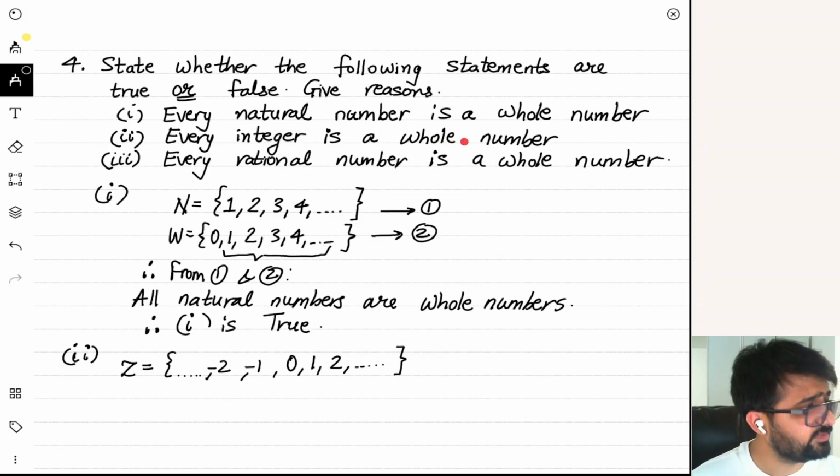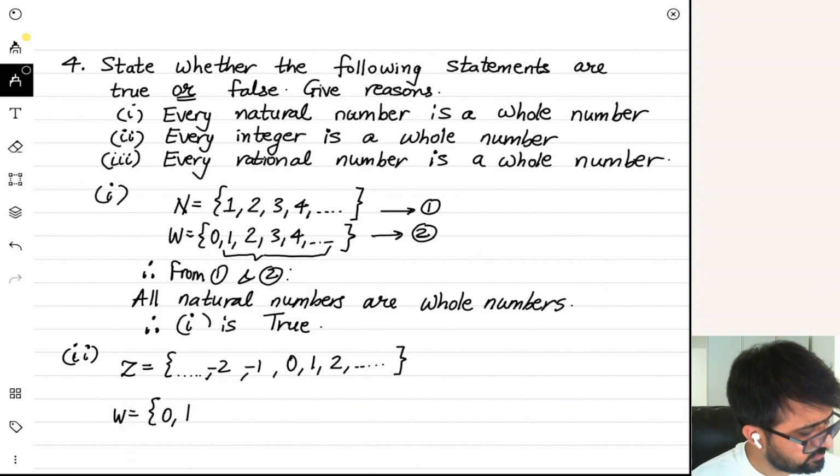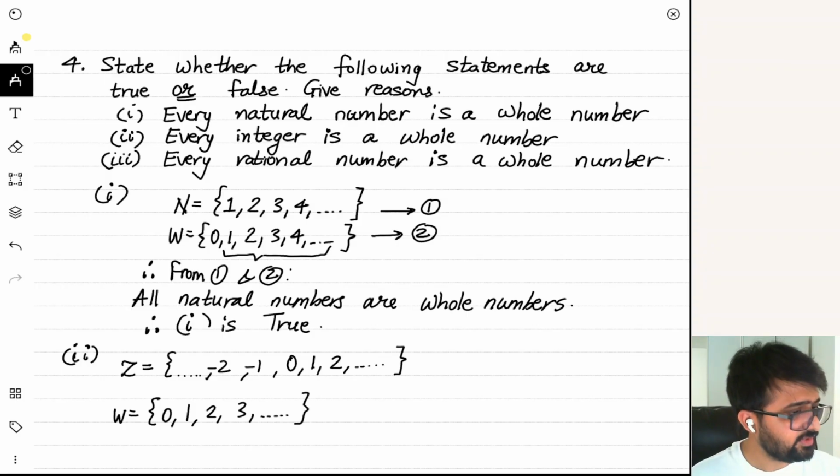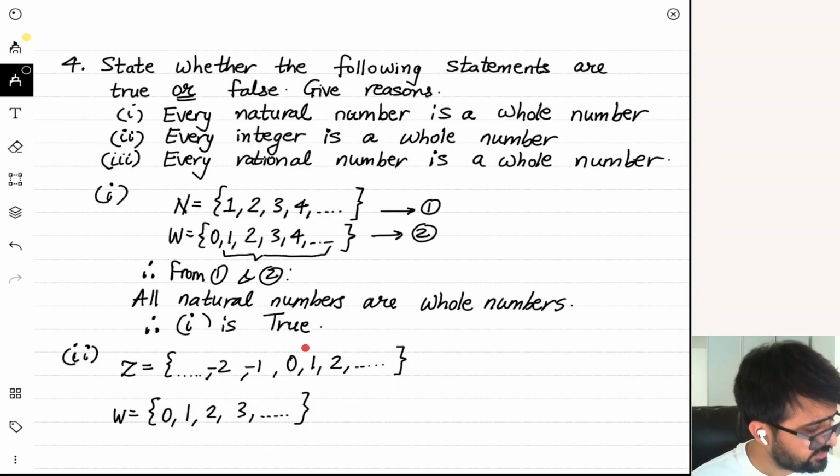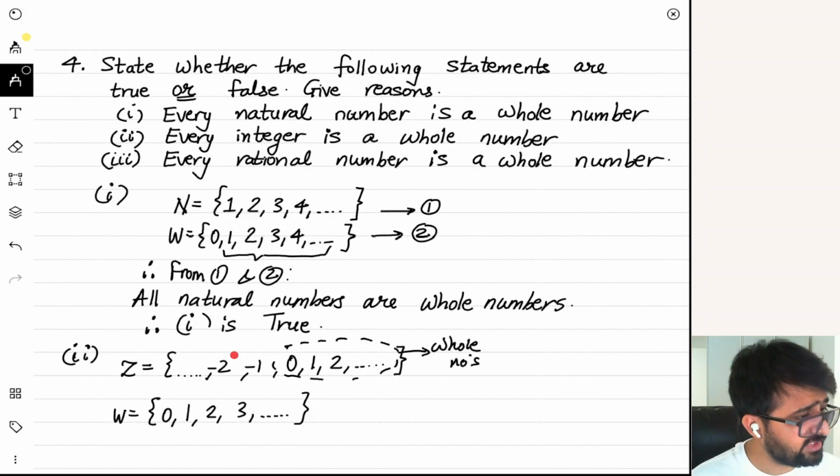So that's the integers. Now let's see again the whole numbers, because we need to see if every integer is a whole number. If we write whole numbers down, the whole numbers are 0, 1, 2, 3, 4, and so on. Now the question says, is every integer a whole number? Now let's look at all the integers. There are some integers which are whole numbers, yes, not all, but there are some: 0, 1, 2, 3. So all these are whole numbers.